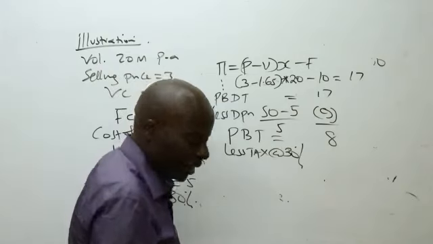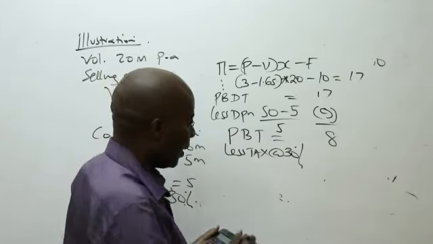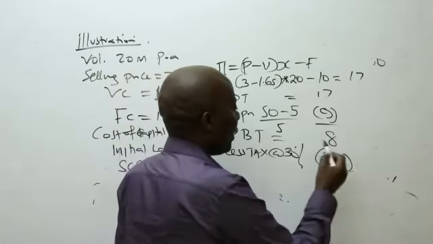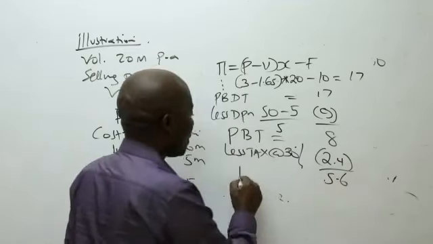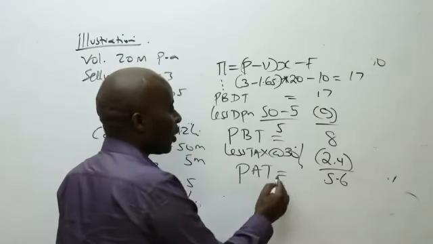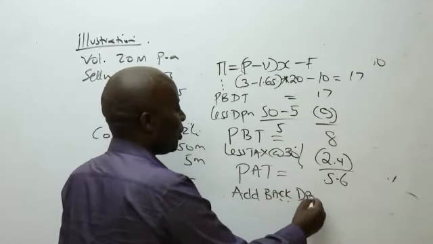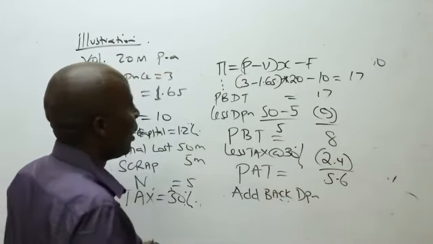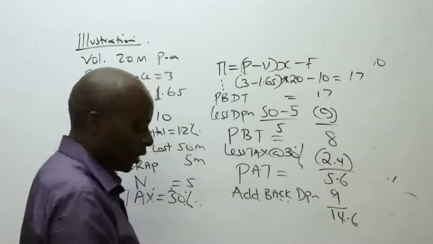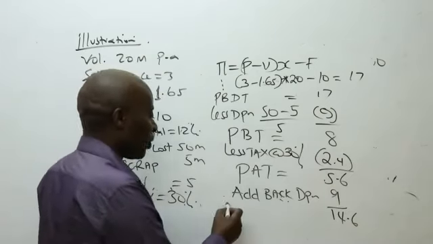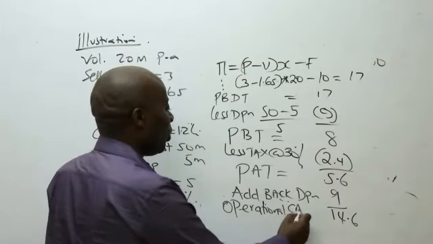Tax at 30%, 8 times 0.3. This will give me 2.4. So come here and subtract, 8 minus the answer, which gives me 5.6. So this is profit after what? After tax. And then we'll come and add back what? You add back depreciation. Depreciation of what year now? 9. So this gives us 14.6, which is our operational cash flow.